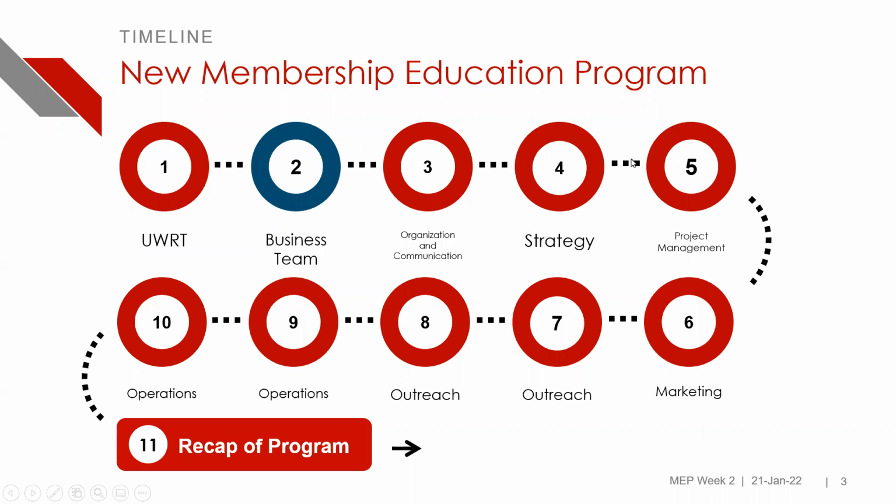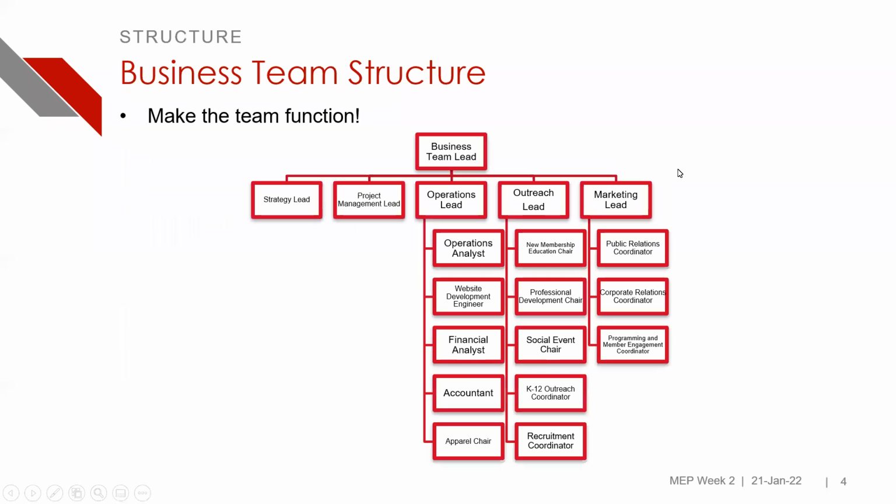We are on week 2 of the MEP program, which discusses the business team. The business team structure is as follows. To give you an idea of what the business team does, we make the team function. Without us, the team would not be able to work as it does today and be as organized and efficient. So we are really the backbone of the team.